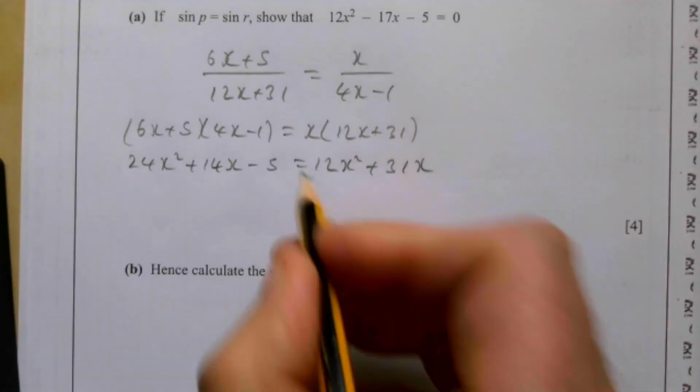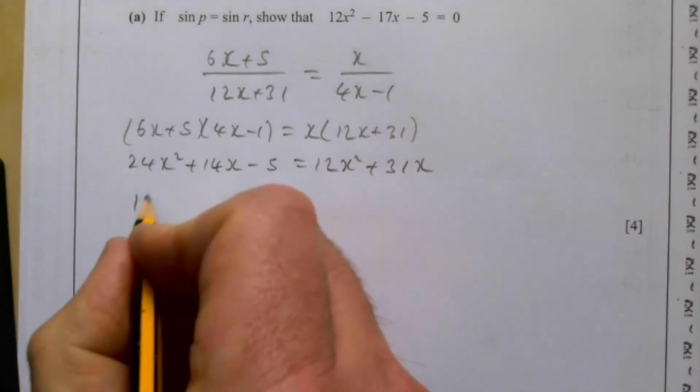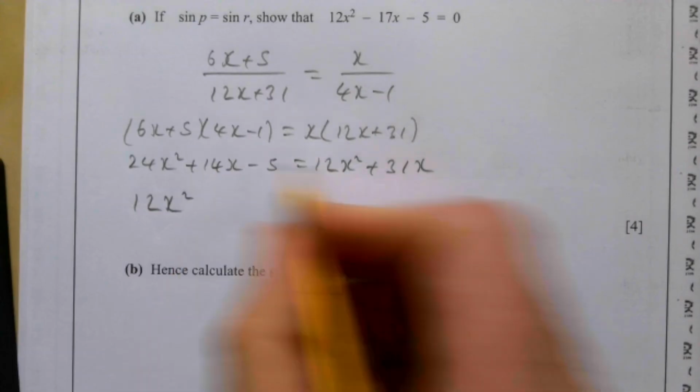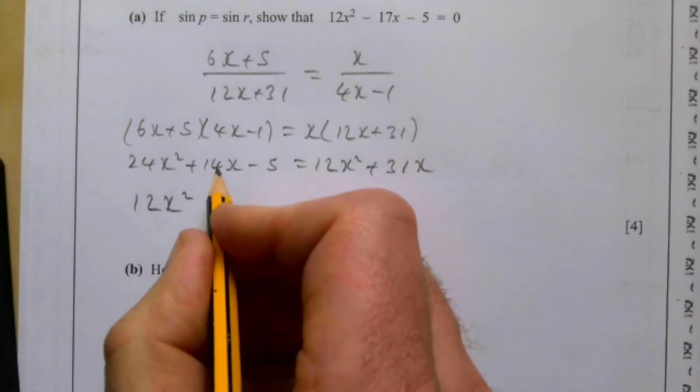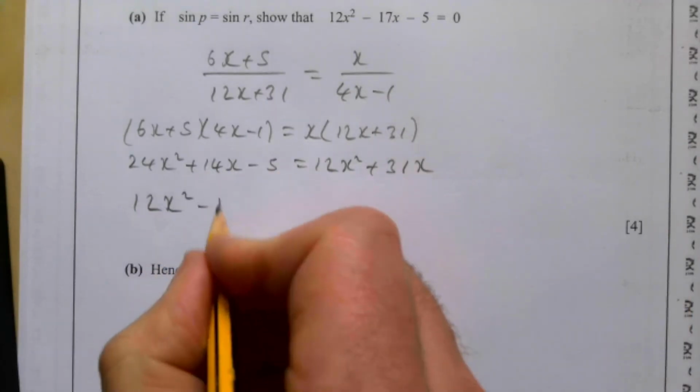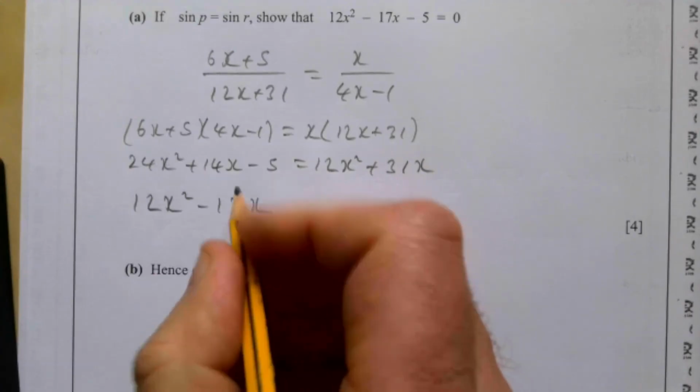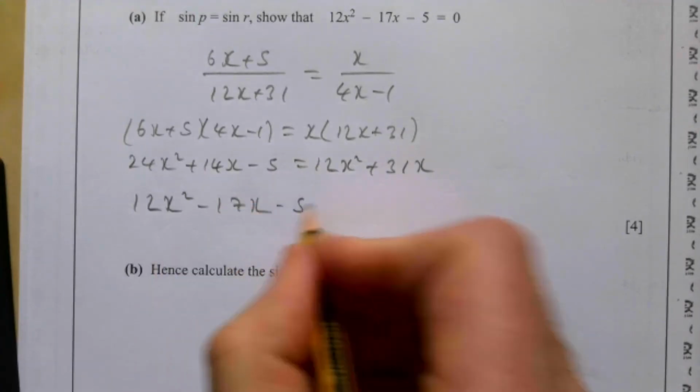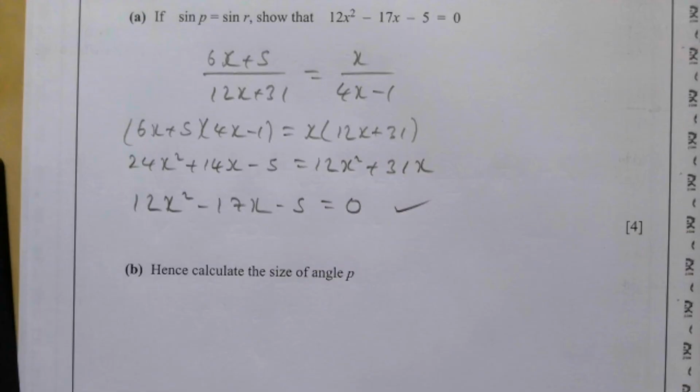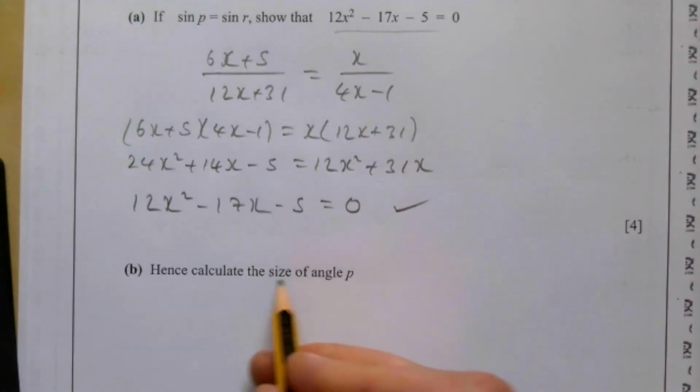Taking things in to one side, take away the 12x squared gives me 12x squared. 31 taken away from 14 gives me minus 17x. And then minus 5 equals 0. And that's what the question asks for. That's the same as that. Hence calculate the size of angle P.